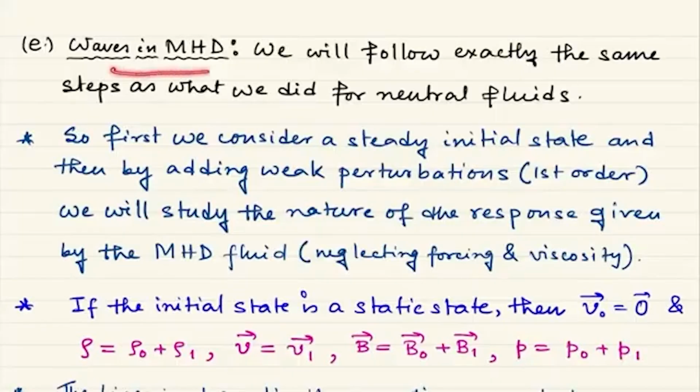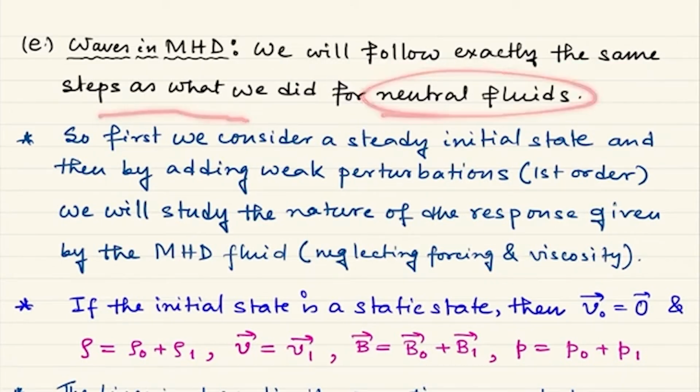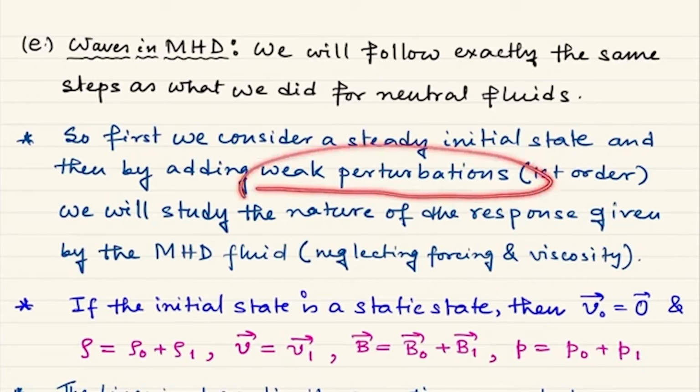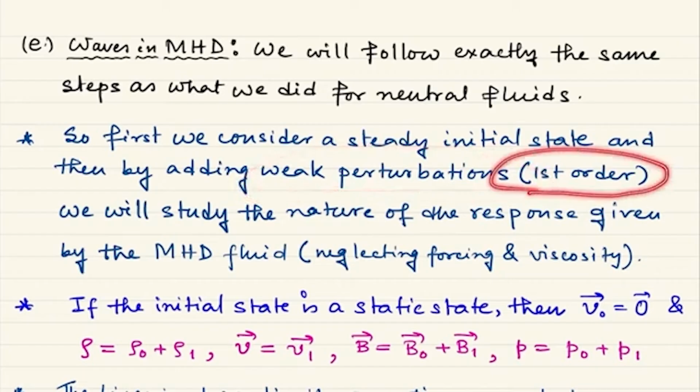Whenever we are discussing waves in an MHD fluid in this part, we will follow exactly the same steps as what we did for neutral fluids. If you remember, first of all we start with a steady initial state, and then we perturb every quantity by a very weak, small amount, what we call weak perturbations or linear perturbations, and sometimes first order perturbations.